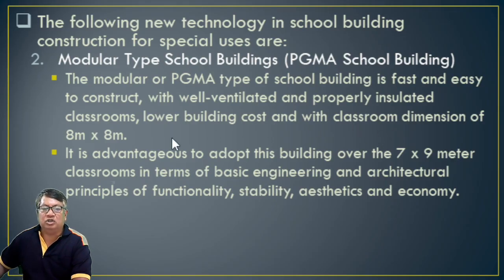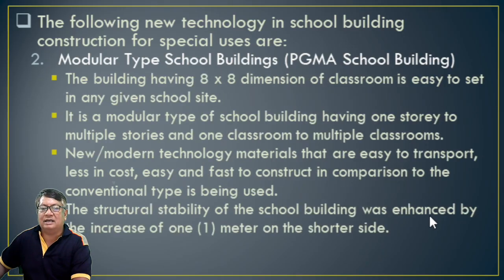Okay, it has a dimension of 8 by 8 meters. It is advantageous to adapt this building over a 7 by 9 meter classroom in terms of basic engineering and architectural principle of functionality, stability, aesthetics, and economy. Okay, so the building having an 8 by 8 dimension of classroom is easy to site in any given school site. It is modular type. Okay, so new or modern technology materials that are easy to transport. Okay, less in cost.